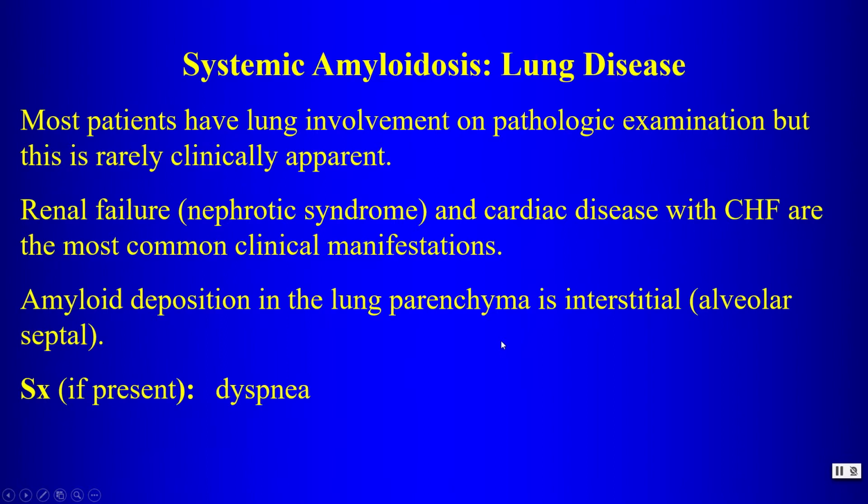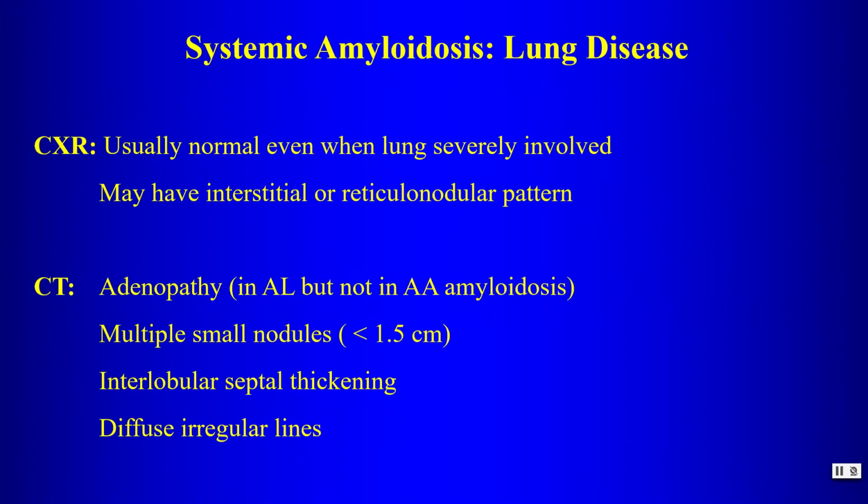With systemic amyloidosis, most patients who have lung involvement on pathologic examination usually do not have clinical symptoms. Renal failure, nephrotic syndrome, and cardiac disease are the most common clinical manifestations, and the amyloid tends to deposit in the lung interstitium along the alveolar septa. Of course these patients might have dyspnea if they are symptomatic because of lung disease. With systemic amyloidosis, they might have some interstitial abnormalities, and some adenopathy on CT.